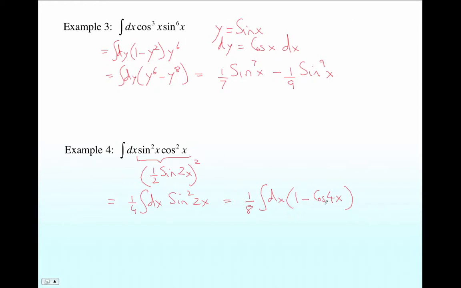This comes from the formula that you were supposed to remember. Cosine of 2x is equal to 2 cosine squared x minus 1. And so we can now easily integrate this. This is x over 8. And when we integrate this, we'll get minus 1 over 16 sine of 4x. And of course, there's the constant of integration, but this is good enough.